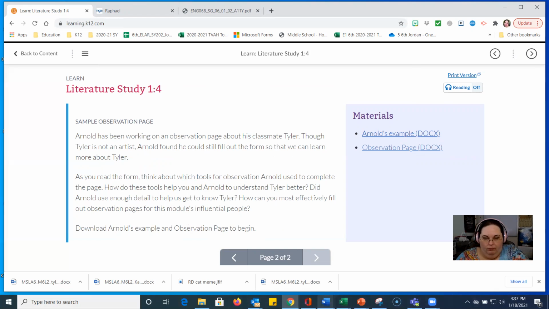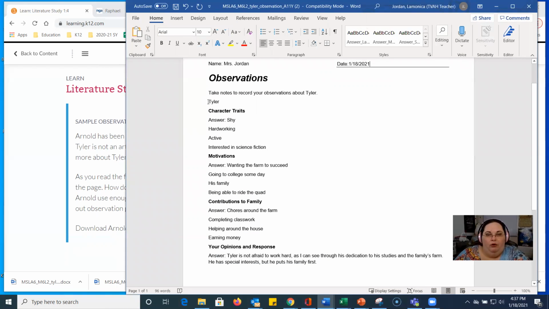All right, so let's open our observation here. Okay, so we put the person's name, Tyler, character traits. He's shy, hardworking, active, interested in science fiction. Motivations, like that's why somebody does something. Wanting the farm to succeed, going to college someday, his family, and being able to ride the quad. Contributions to family. How does he help his family out? He does chores around the farm, completes his classwork, helps around the house, and earns money.